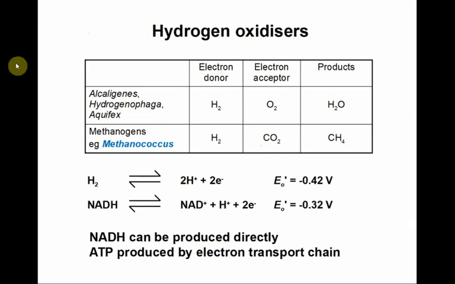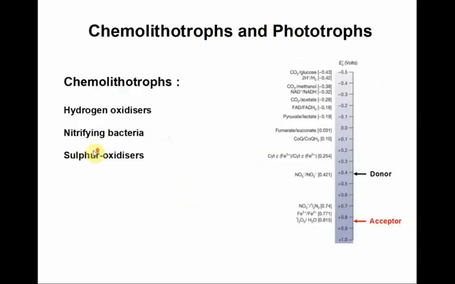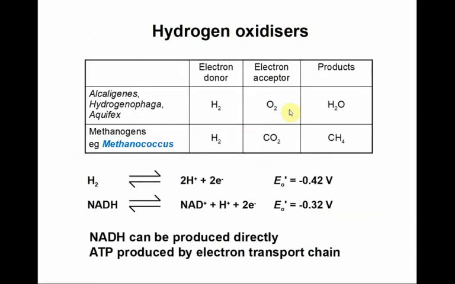So the simplest is perhaps what you have in hydrogen oxidizers. So for Aquifex, Hydrogenophaga, they are using molecular hydrogen gas as the electron donor, oxygen as the electron acceptor. This is massively favorable. Hydrogen is up here, oxygen is down there. You know, this will explode, of course. So it's a hugely favorable reaction.